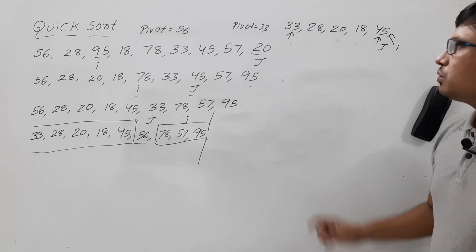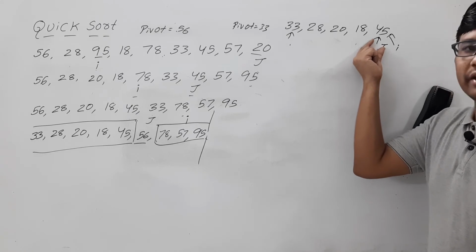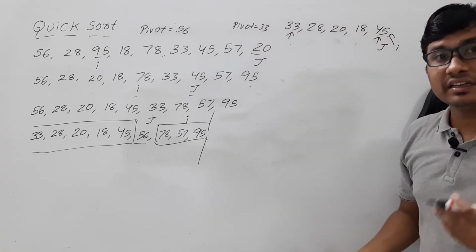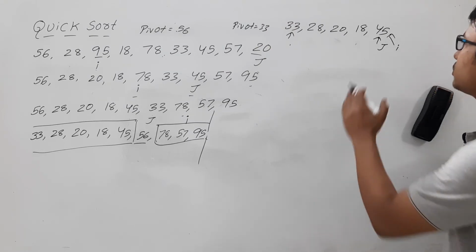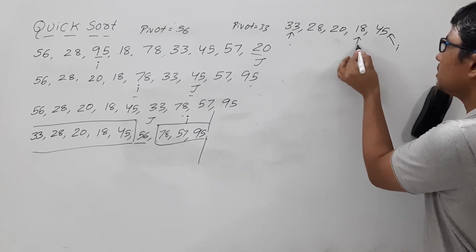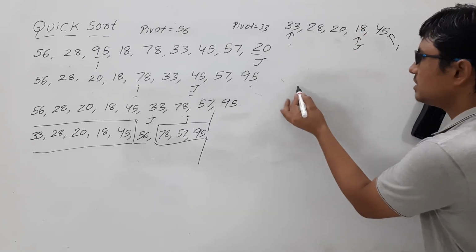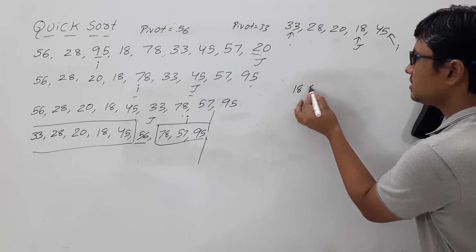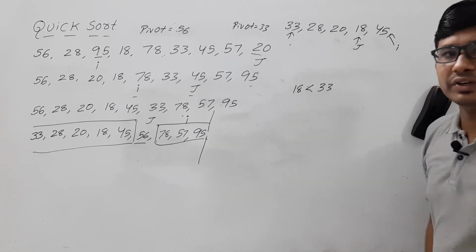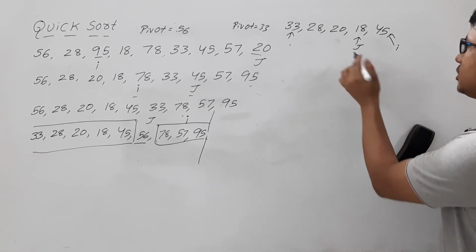Now what I need to do? Now I need to check what is the value in A of j. A of j consists of 45, which is greater than 33. Am I right or wrong? So if that condition is satisfied, I need to decrement the j value. Now the value in A of j is 18. 18 is less than 33, so this condition is not satisfied. I will not decrement the j value. Am I right? Now j is pointing here.